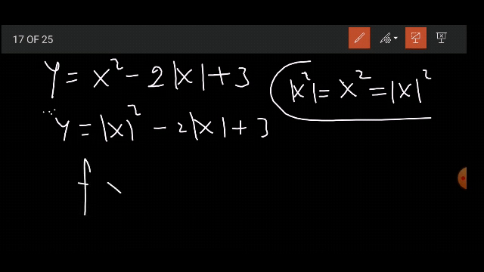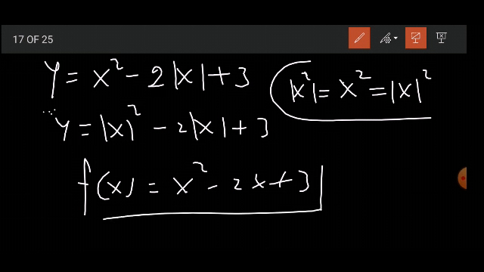We make the function a quadratic function, that is x square minus 2x plus 3, and first of all plot this function and then plot for f of mod x. So let's try. Our target is to find x square minus 2x plus 3. So let's see, y equal to x square minus 2x plus 3. We will focus on x square minus 2x plus 3.